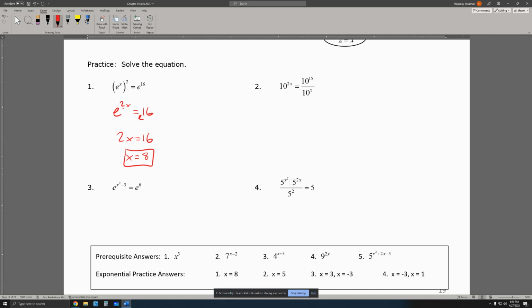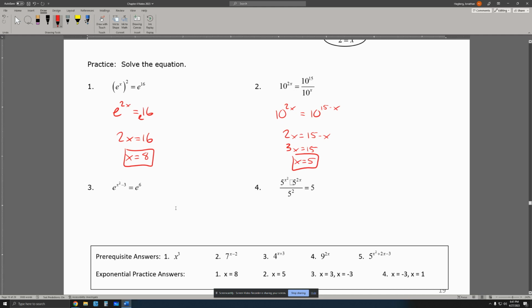Number 2, on the left-hand side, there's nothing to do here. This is already simplified. But on the right-hand side, we've got our quotient rule. Because we're dividing exponents with the same base, we can subtract those powers. So 15 minus x in the exponent. Common base is 10, so we're ready to set those powers equal to one another. 2x equals 15 minus x. Adding x to both sides, we get 3x equals 15. And then dividing both sides by 3, we get x equals 5. 5 is within the domain of the exponential.